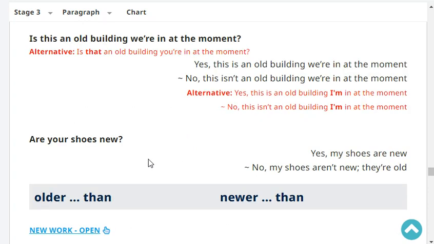Very good. Are your shoes new? Choose new or old. Yes or no? Your shoes. Are your shoes new or old? Yes, new. My shoes are new.